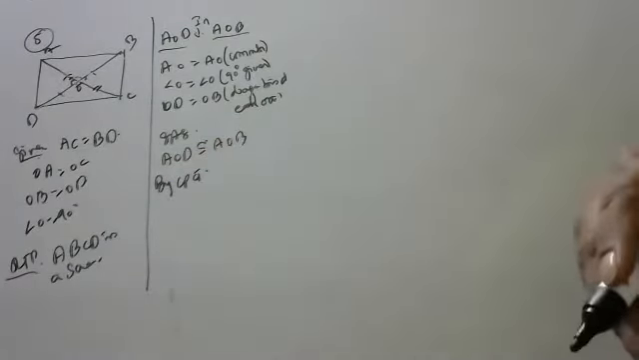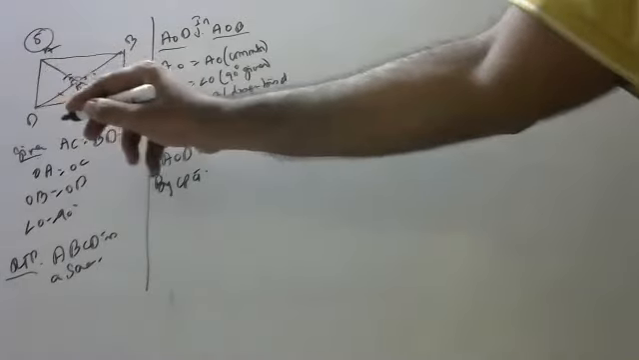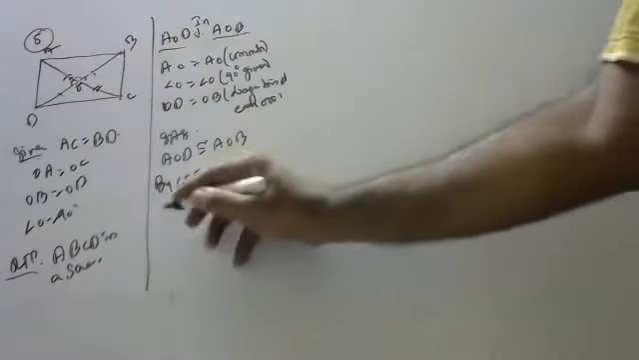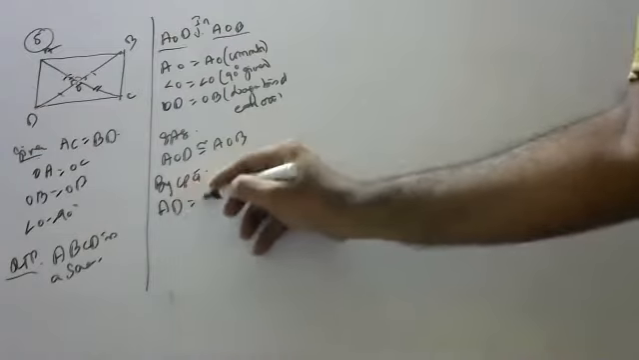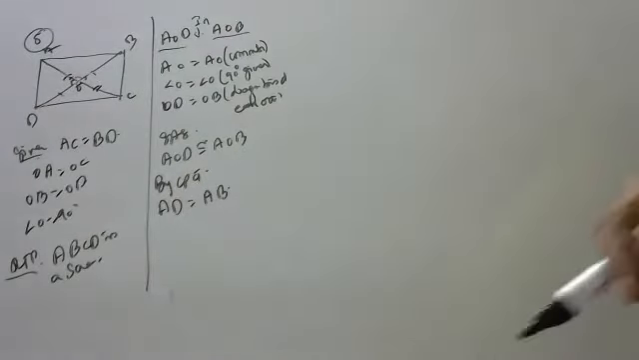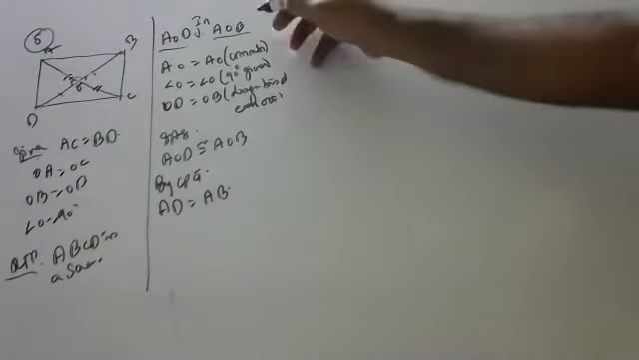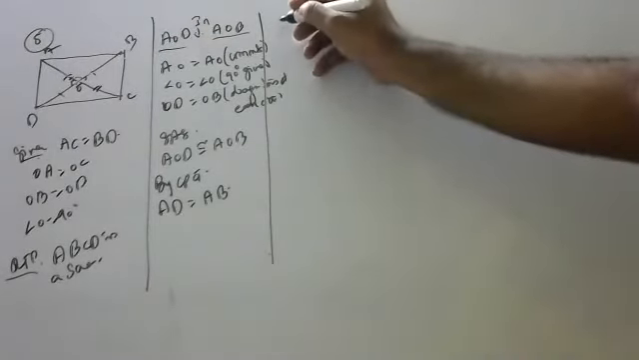Children, AD is equal to AB. Okay, children. This is the first result. Now go to this board, children. Please, everyone, do not mute your audio.